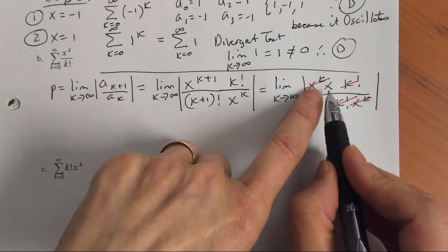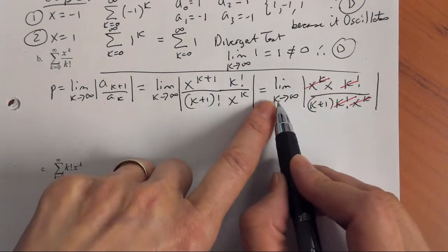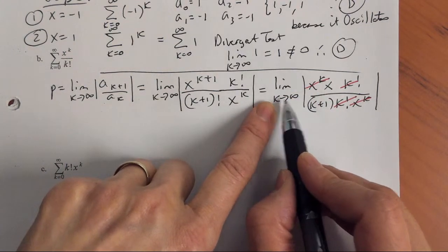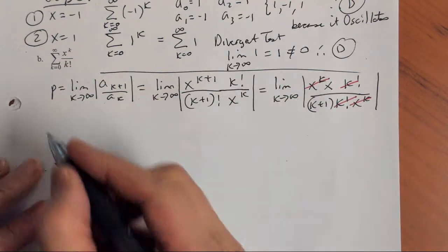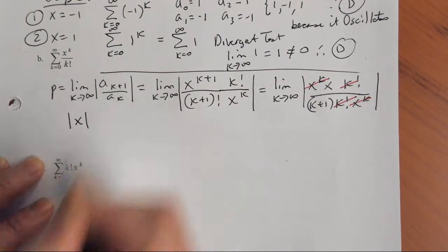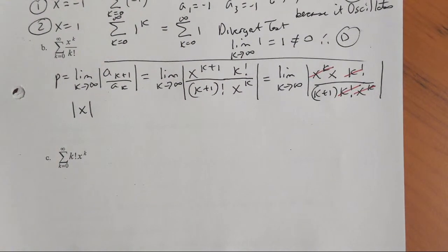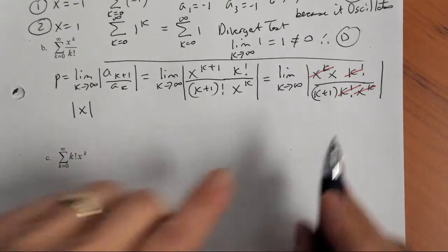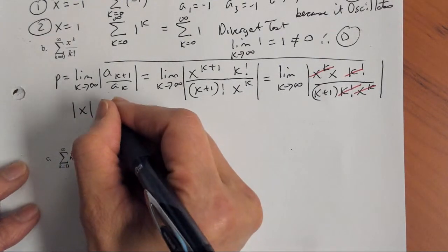Right? So I have this x up here, which is not affected by k going to infinity. So I'm going to take this absolute value of x out to the front. It's kind of like a constant, even though it's not a constant, it's just not getting affected. And then I'm going to rewrite whatever is left over.